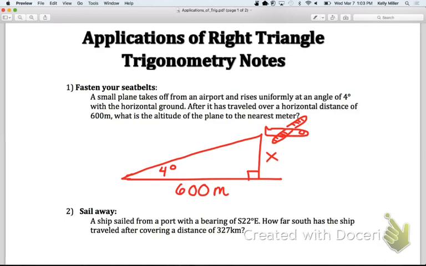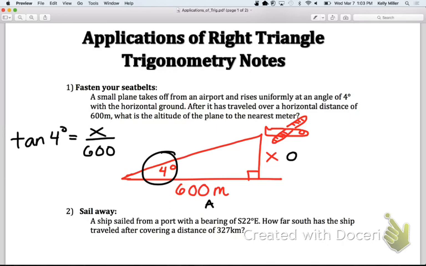So now I've got a right triangle with 1 degree, 1 side length, which means we're going to use trig. We need to figure out which trig function we're going to use. So I have my reference angle. 600, is that hypotenuse, opposite leg, or adjacent leg? Adjacent leg. X would be the opposite leg, so which trig function are we going to use? Tangent. Good. So we're going to set up the tangent of 4 degrees is equal to x over 600. Go ahead and solve that right now.